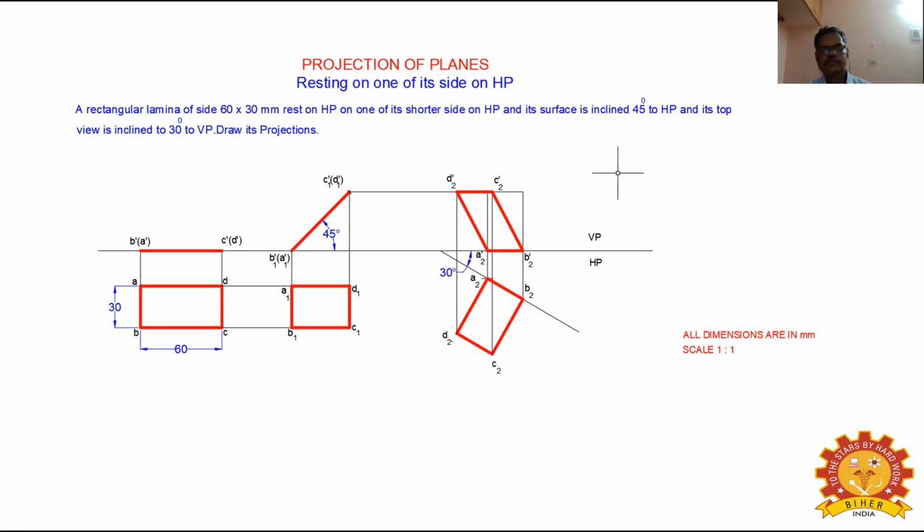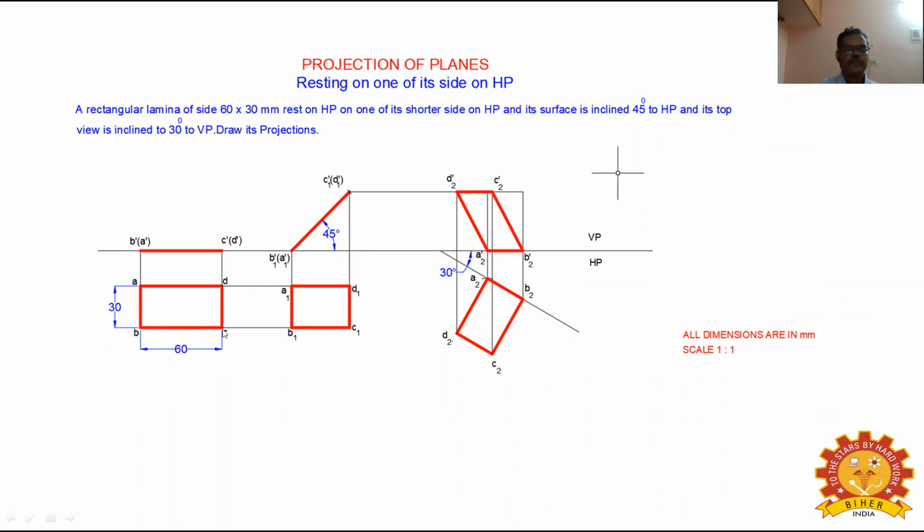Now we'll see some more examples. A rectangle lamina of sides 60 by 30 rests on HP on one of its shorter sides. The surface is inclined 45 degrees to HP and its top view is inclined 30 degrees to VP. Draw its projections. Here the rectangle size is given as 60 by 30, therefore 30 is the shorter side.